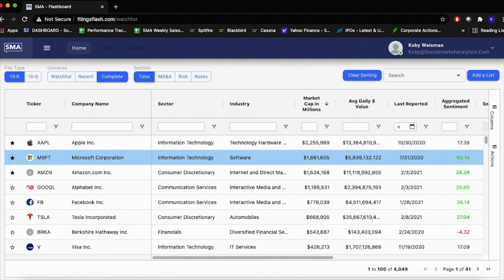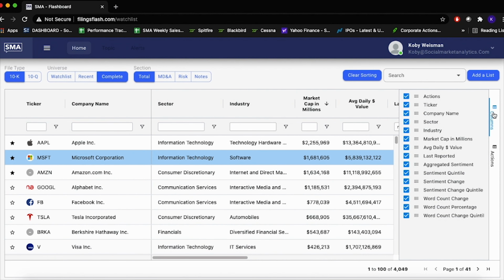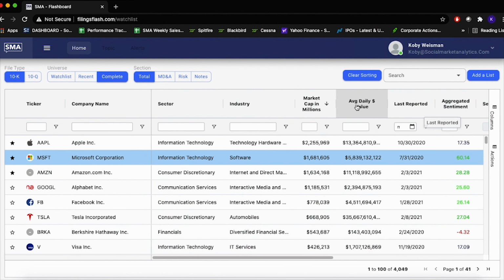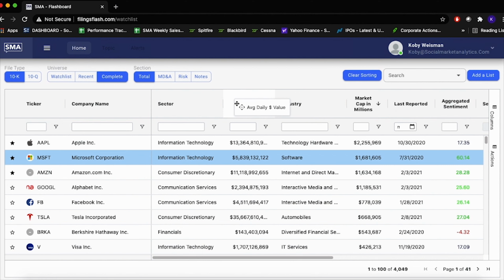Filing Splash is highly customizable. You're able to remove columns by clicking the tab on the right. You're also able to shift columns by dragging the header left or right.